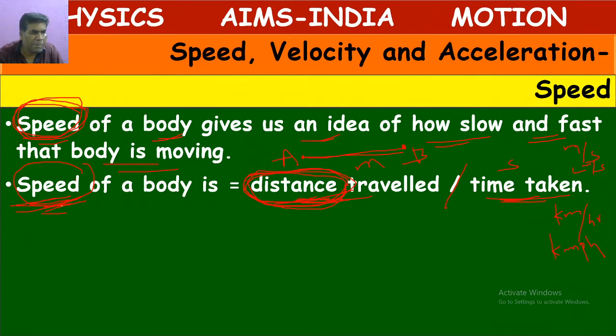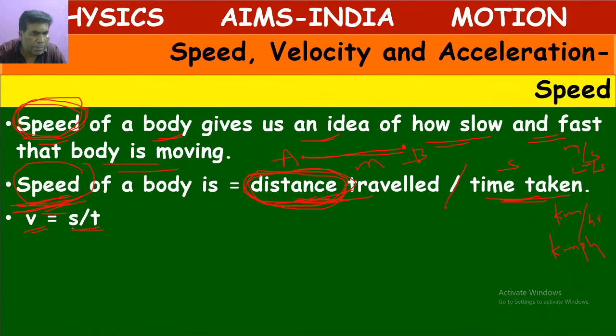So for measuring speed, we have different units like meter per second, centimeter per second, kilometer per hour. Like that we have so many units. What is speed? The ratio of distance and time is called speed. Speed is denoted by the symbol V.